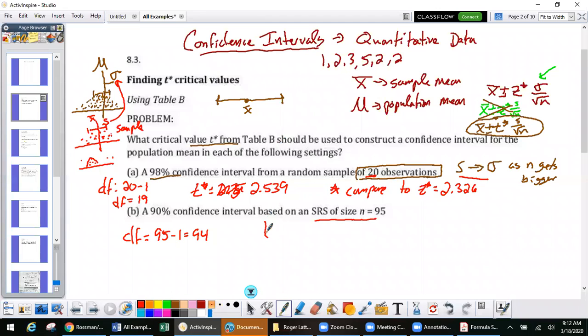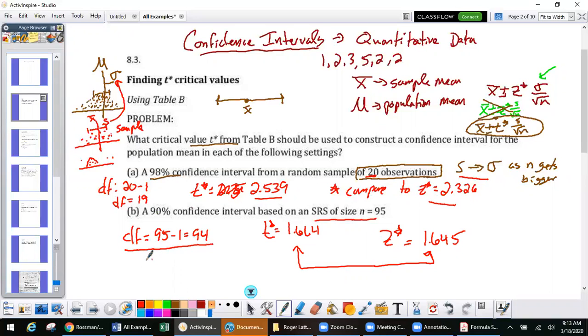So T star would be 1.664. Now, again, we ask ourselves, how would that compare to Z star? Well, Z star is 1.645. So what do you notice about these two this time? They're actually pretty close, right? They're a lot closer than they were in the previous example. And the question is why? Well, because when you take 95 values, S does a pretty good job at estimating sigma.